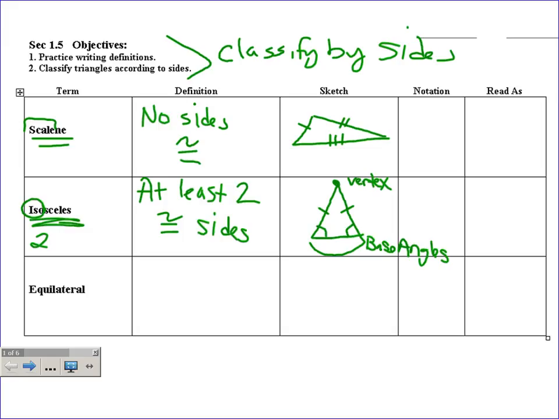So basically you have a vertex, which looks like the top of a hat, like if you had a clown hat, it's like a little ball on the top. And then the base angles are there at the bottom. Okay? And the vertex is the angle that's between the two congruent sides. Does that make sense? The vertex is the angle between the two congruent sides.